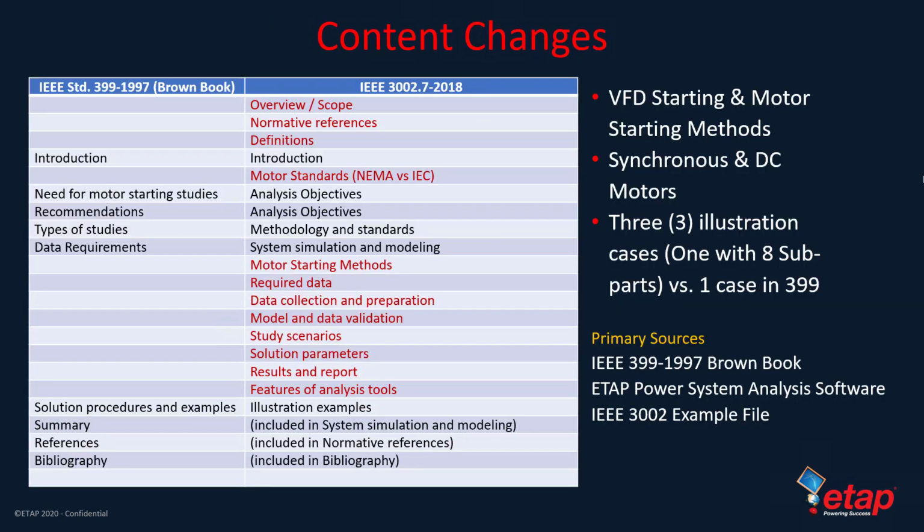Okay, and a brief summary on content changes. I've got a table up here with two columns. On the left hand side, it's the Brown Book 399 standard, and then over on the right hand side we have the equivalent 3002.7, but in red we have all of the new sections that are part of the standard. So as you can see, it more than doubles the amount of information, primarily when it comes to best practices and computer modeling.